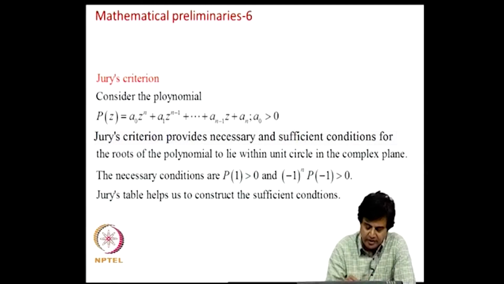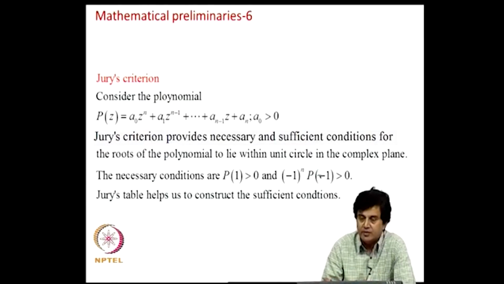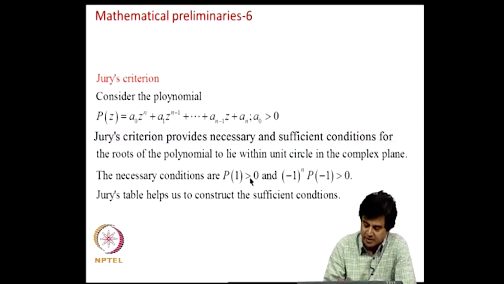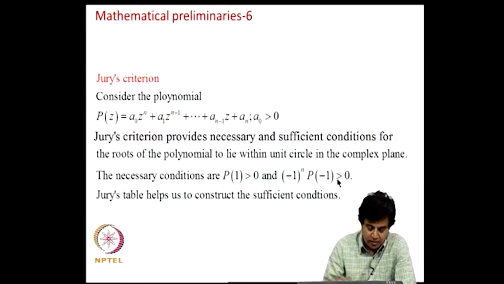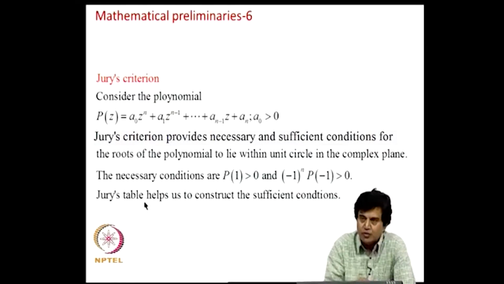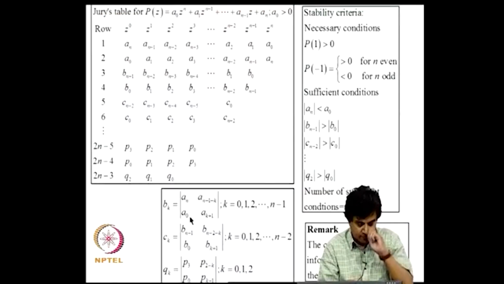Now, Jury's criterion provides necessary and sufficient conditions for the roots of the polynomial to lie within the unit circle in the complex plane. The necessary conditions are that p of 1 must be greater than 0 and minus 1 to the power of n, p of minus 1 should be greater than 0. Now, to construct sufficient conditions, we construct what is known as Jury's table. The table has this form.